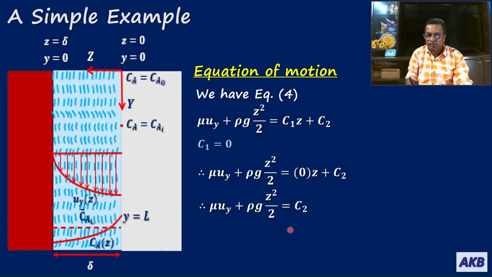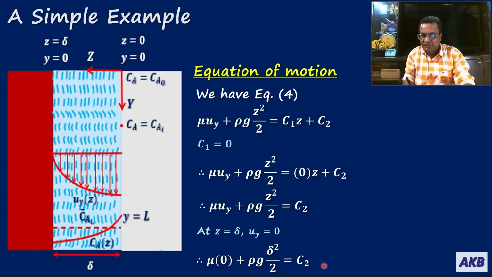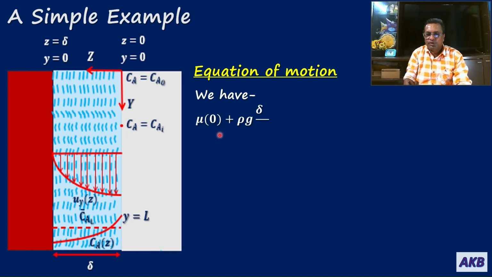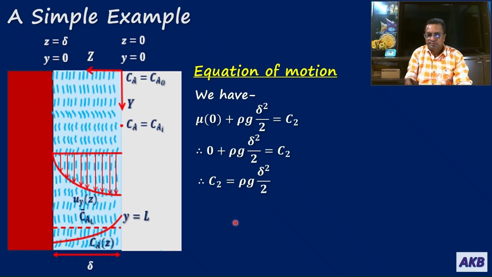Now once you get this equation, we will use the other boundary condition. What is that? At z equal to delta, uy is 0. So it will be mu into 0 plus rho into g into delta square by 2, that is equal to C2. So we have replaced z with delta and uy with 0, and we are getting this equation. Let us move ahead. So we have mu into 0 plus rho g delta square by 2 is equal to C2. So this is 0. So it will be 0 plus rho g delta square by 2 is equal to C2. That is, C2 is rho g delta square by 2.